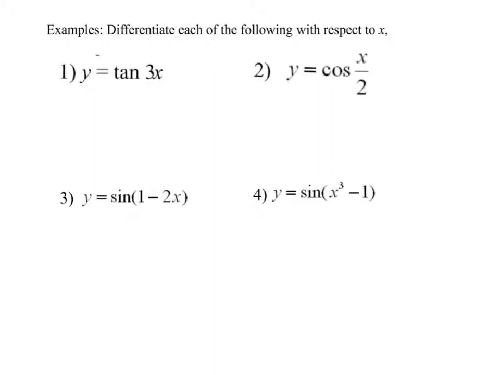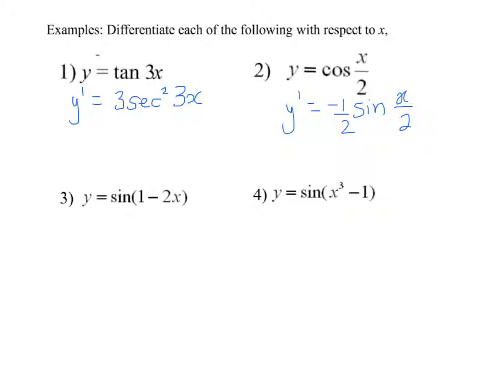So the derivative of tan 3x. So f of x here is 3x. The derivative of 3x is just 3. So we could write this as y dash equals 3 sec squared 3x, because remember the angle 3x just stays the same. In number 2 here now, y dash equals. So the derivative of x on 2 is just half, because that's just another way of writing half x. And remember the derivative of cos is negative sine, so that's going to be negative half sine x on 2.